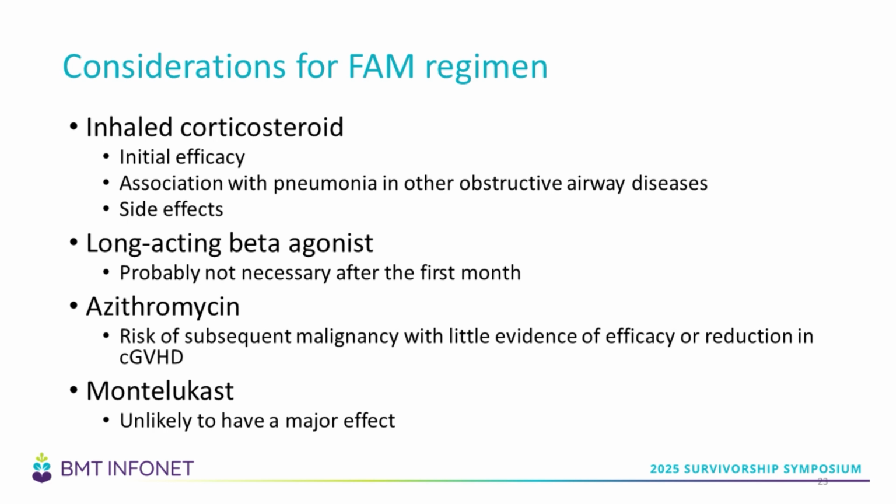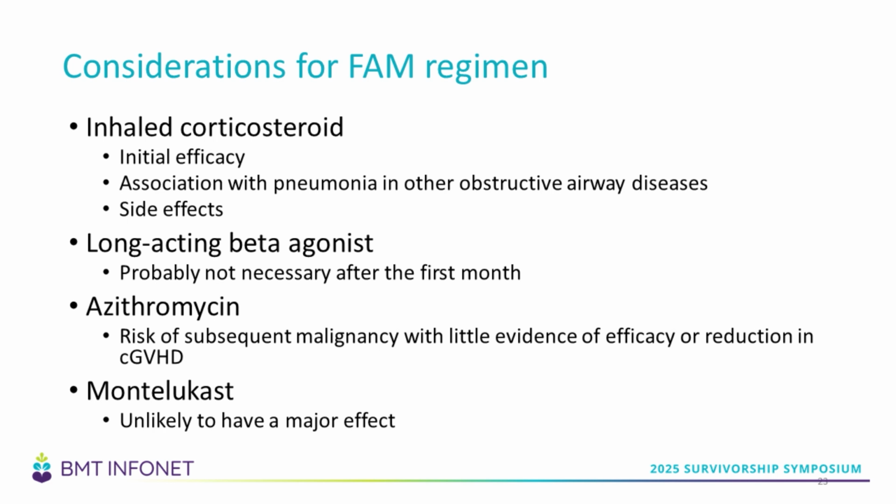Well, just to mention that inhaled corticosteroids are probably the mainstay of what makes this treatment effective because it's hitting the initial inflammatory aspect of lung GVHD. It is associated with a small increased risk of pneumonia and other obstructive airways diseases, so we do have to think about that. And some people just simply don't like it, but it's generally well tolerated. The long-acting beta-agonist is probably not necessary after the first month, but this is really for symptomatic relief. It's not disease-modifying.